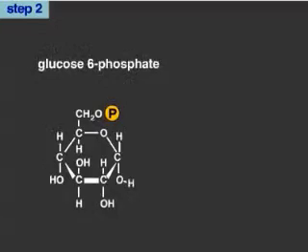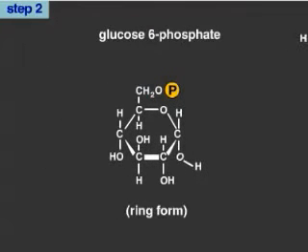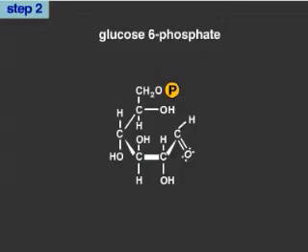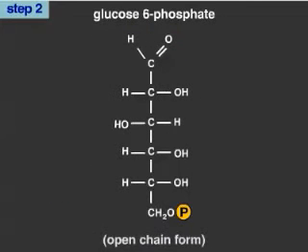In the second step of glycolysis, the enzyme phosphoglucose isomerase catalyzes the opening of the ring form of glucose 6-phosphate to the open chain form. The same enzyme then performs a reversible reaction in which the carbonyl group of glucose 6-phosphate changes position from the first carbon to the second carbon in the chain.